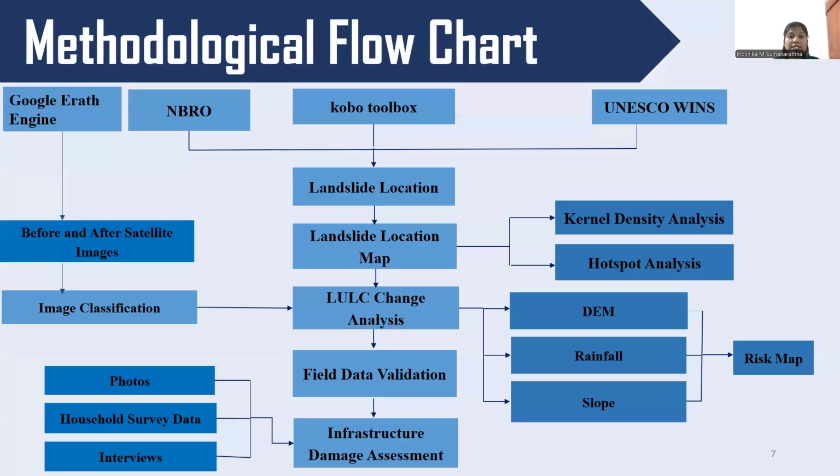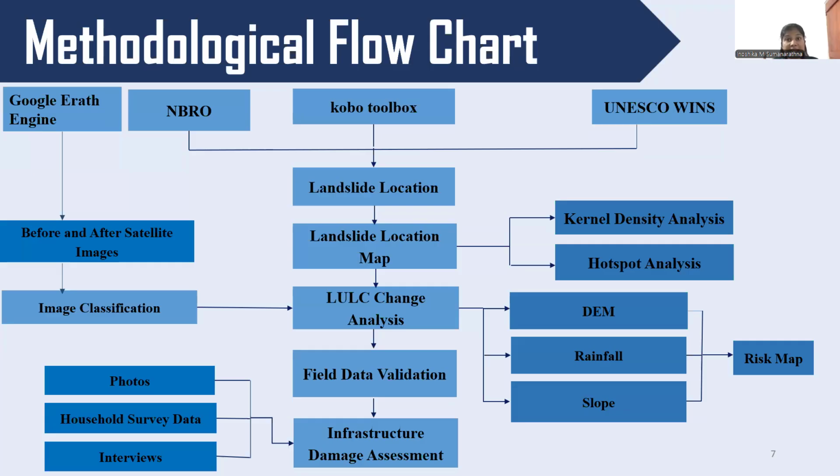And we move to the methodological flowchart. According to this flowchart, firstly, landslide location data were collected from NBRO, UNESCO WINGS, and field surveys conducted using the KoBo Toolbox. These data were used to create a landslide location map and identify the spatial distribution of landslides. At the same time, Google Earth Engine provided before and after satellite images. These images were classified to produce land use and land cover maps, which were then compared to analyze environmental changes caused by the cyclone.